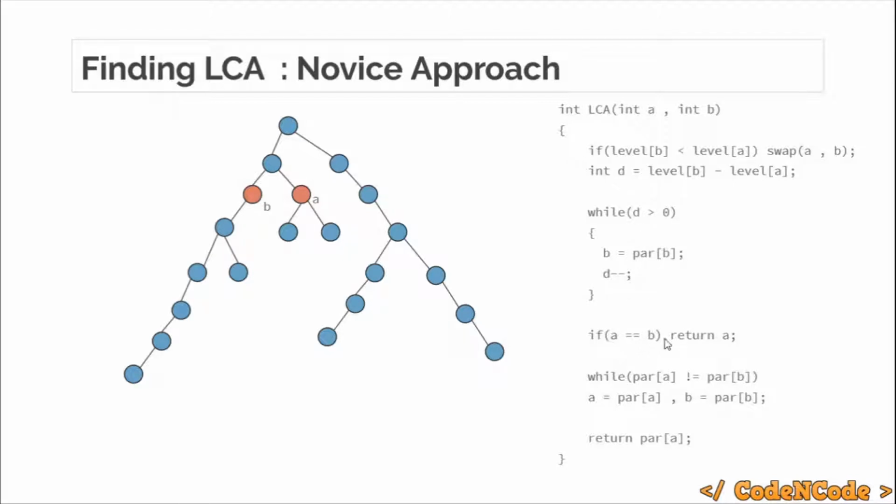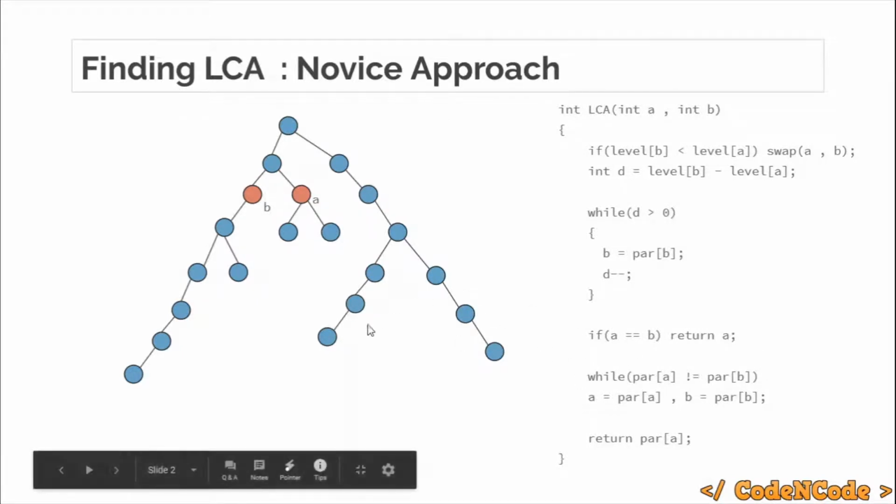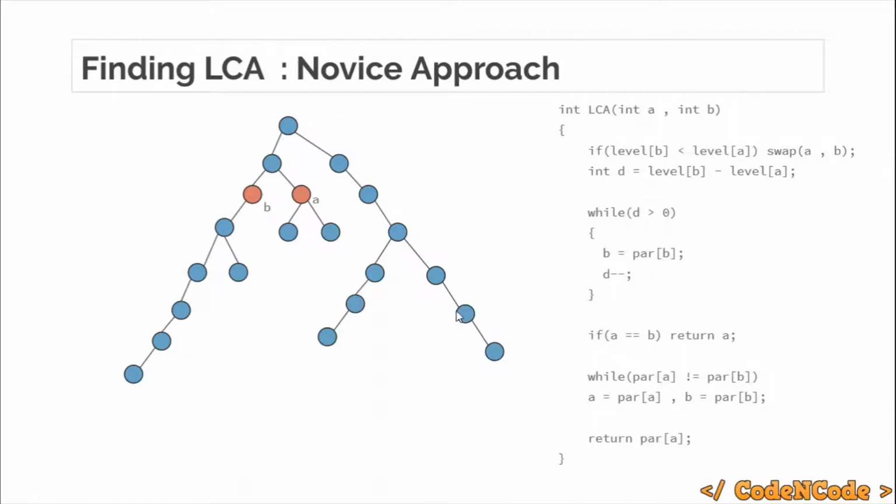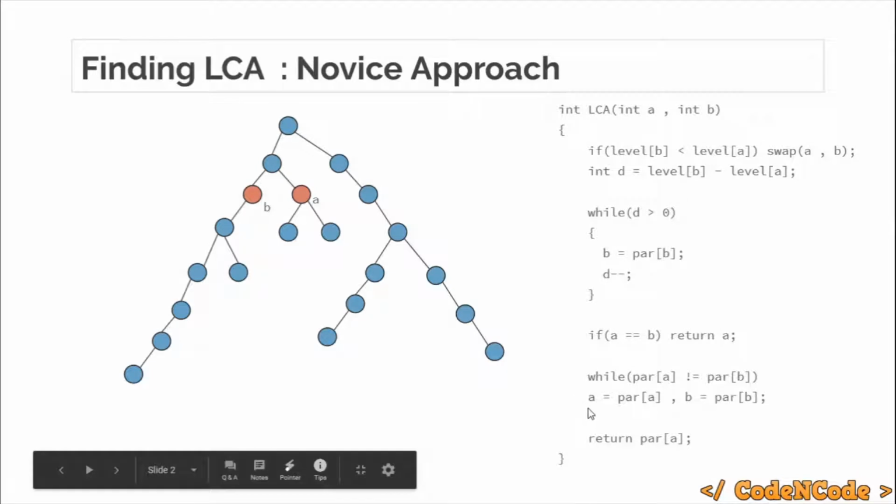And if a is equal to b, we know a or b is the ancestor, the LCA itself, so we would directly return a. Otherwise, at this point a and b are both on the same level, like on this point say. So we would start lifting a and b one by one together till parent of a is not equal to parent of b, and after that point parent of a or parent of b would be your LCA.